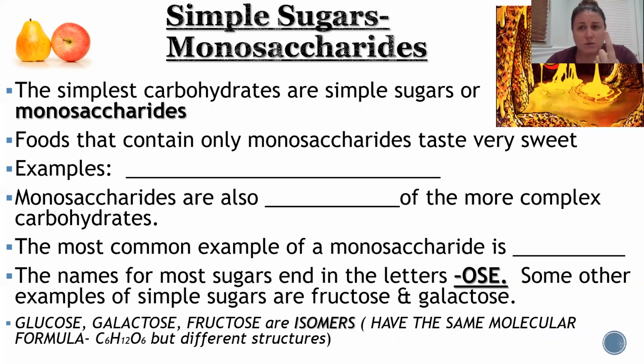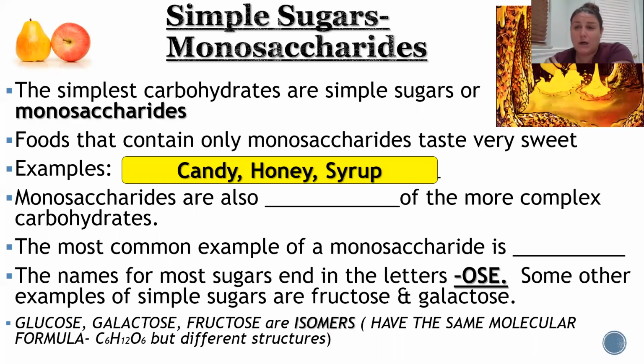So mono means one, right? And if we were to go outside and talk mano a mano, we're going to be going outside and talking one-on-one. So mono means one, and saccharide or saccharin refers to something sweet. And so monosaccharides really mean just one sugar. And foods that contain monosaccharides are going to also taste very sweet. So these are going to be things like the candy and the honey and the syrup.